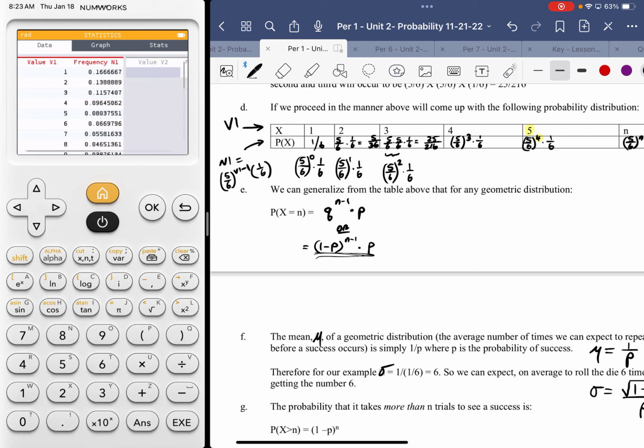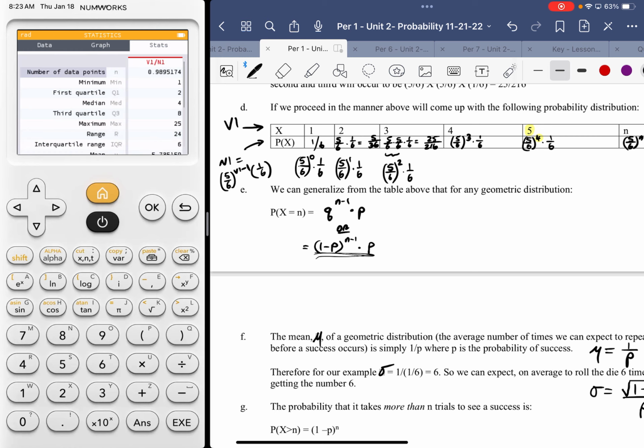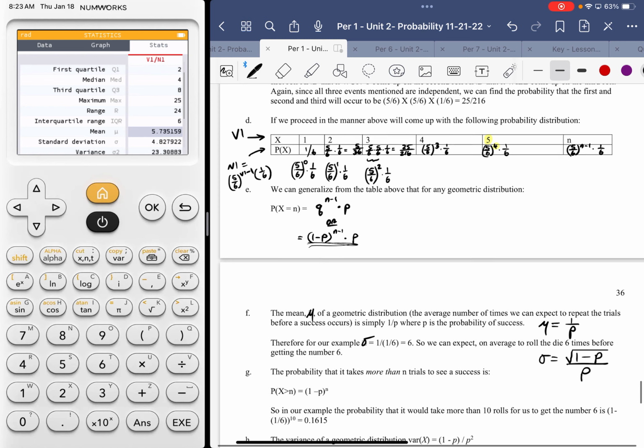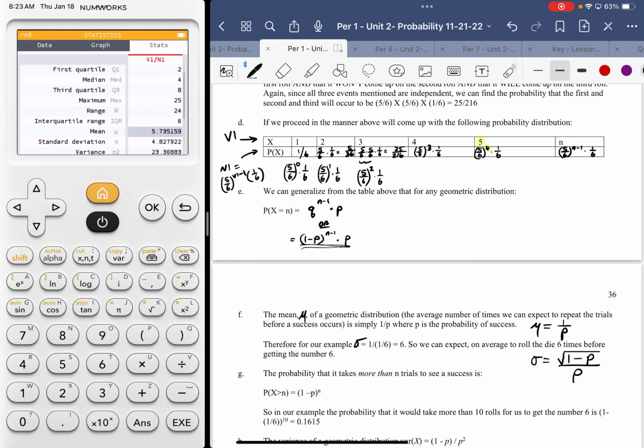All right. So what I'm going to do now is go to stats, go down to the mean. Now, obviously, the larger the number of trials, the closer we get to the true nature of the distribution. But this is saying that the mean of this geometric distribution is about 5.735, and the standard deviation is about 4.828.